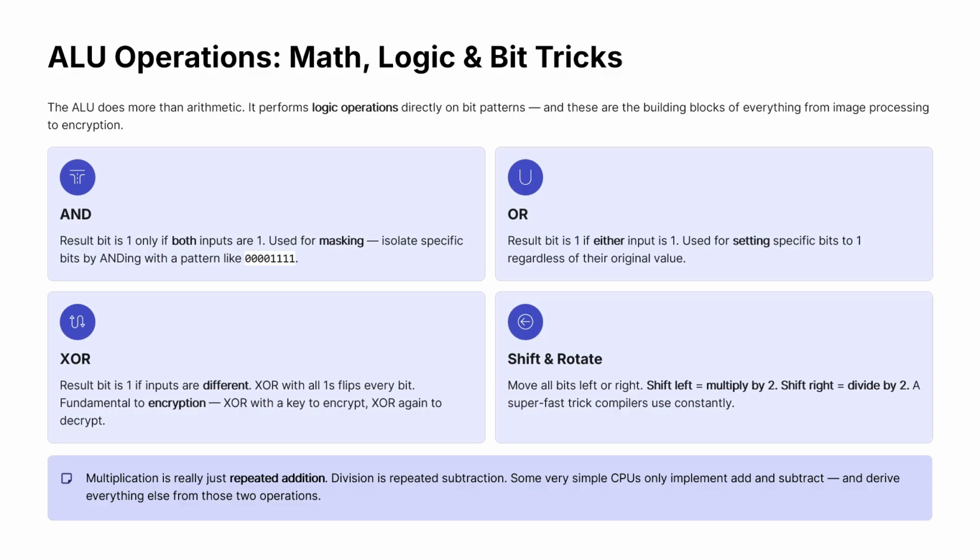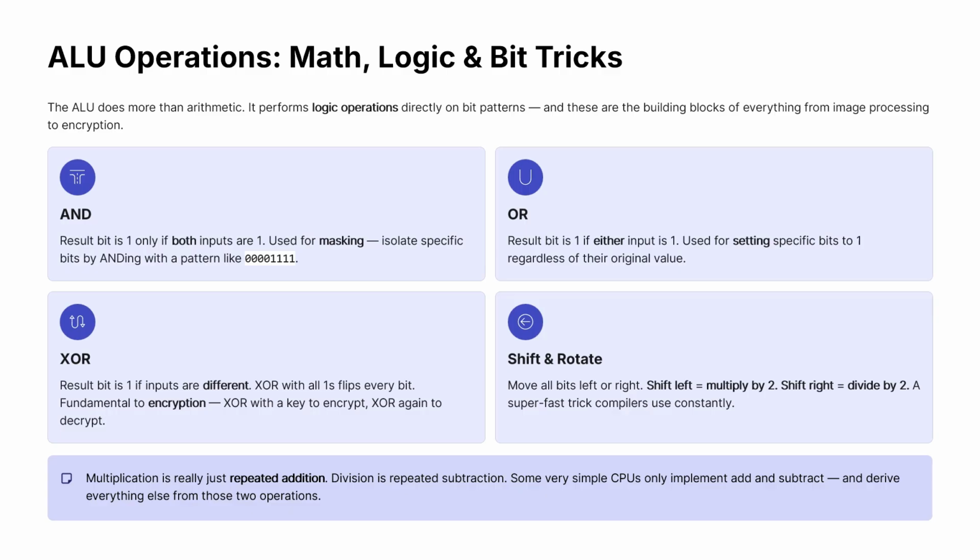These sound abstract, but they're incredibly practical. One major use is masking. Imagine you've got a byte, 8 bits, and you want to isolate just the lower 4 bits. You AND it with the mask 00001111. Wherever the mask has a 0, the result is forced to 0. Wherever the mask has a 1, the original value passes through unchanged. It's like putting a stencil over the data.